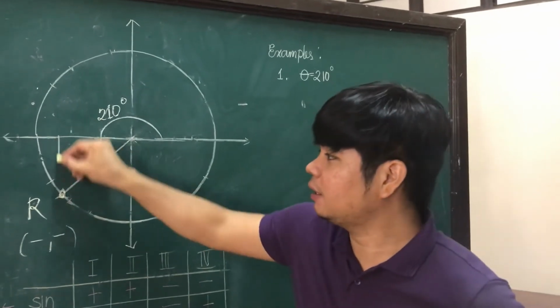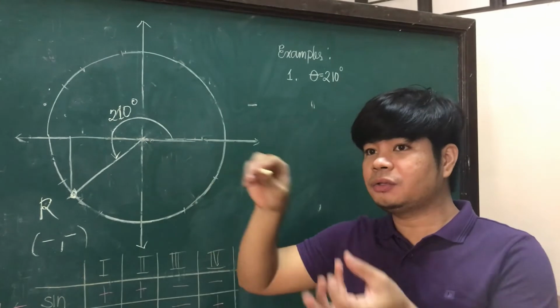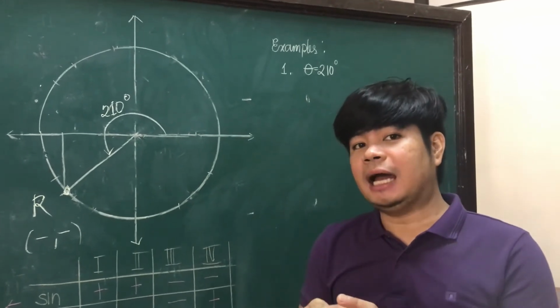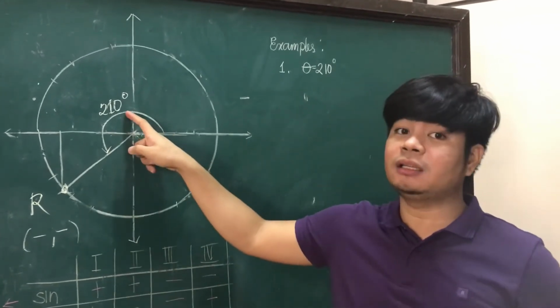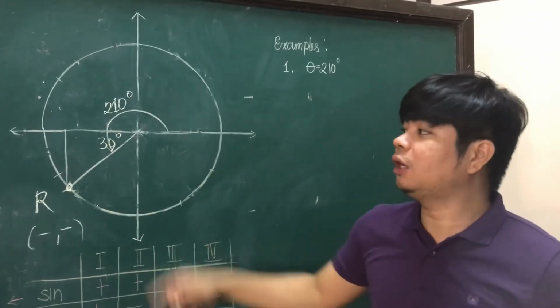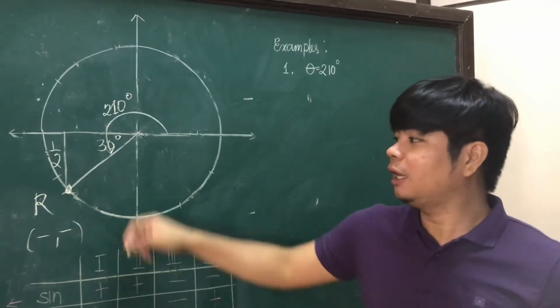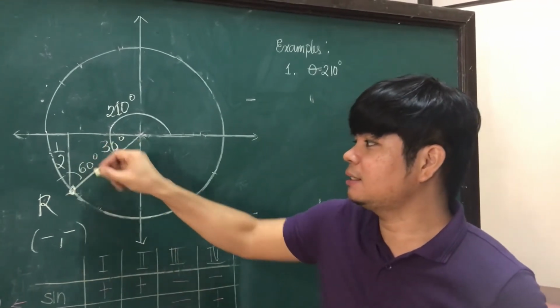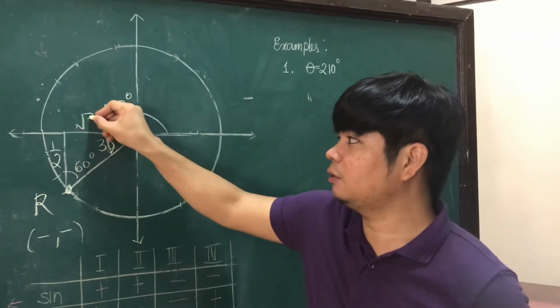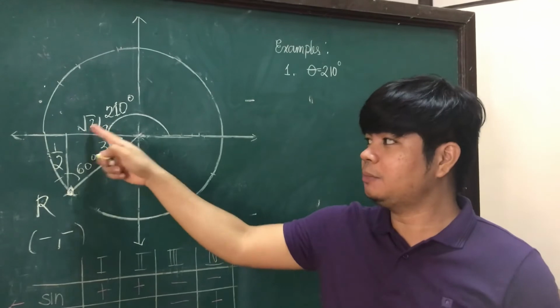And the reference angle of 210 degrees: there is 30 degrees added to 180 to form 210 degrees. So the reference angle is 30 degrees. Now, 30 degrees, the side opposite 30 degrees is 1/2, remember that again. And this is automatically 60 degrees. The side opposite 60 degrees is the square root of 3/2. Therefore, that is when it comes to length.